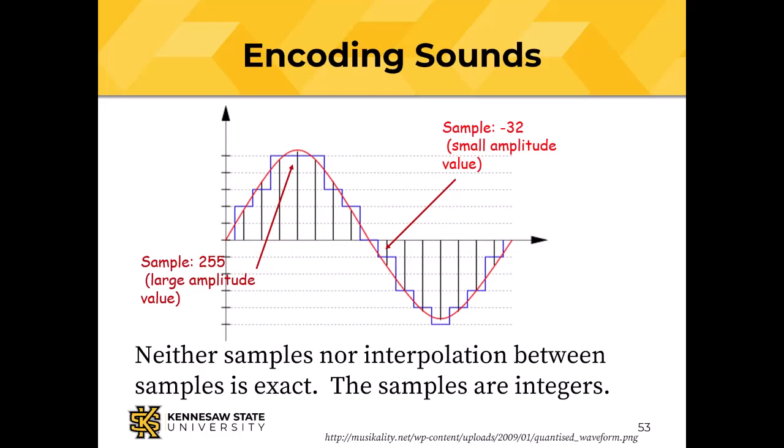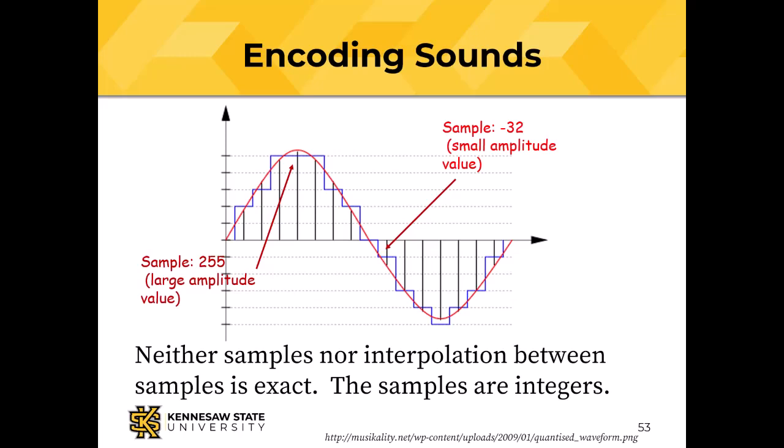If we look, here's a piece of a sine wave. The gray bars show where samples are taken, and the blue stair-step line represents the digital signal that was stored. So neither the samples nor the interpolation between the samples is exact. The sampling rate determines how far apart those gray bars are, and the size of the integer sample determines how many divisions we get in that stair-step.